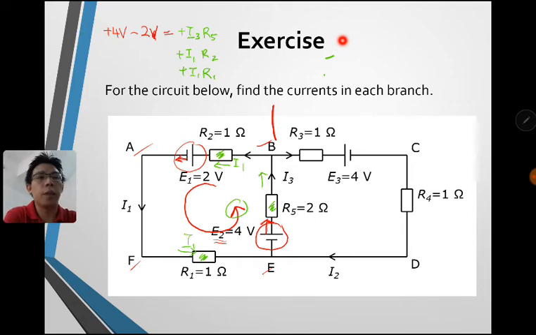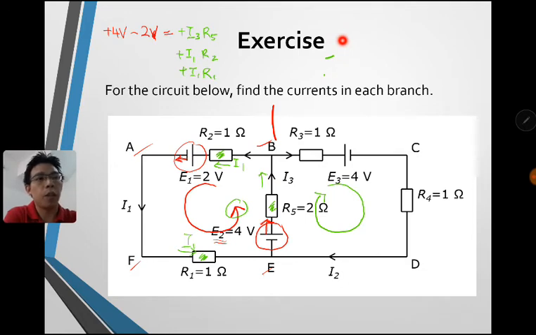Next, we're going to look at the other side of this circuit, which is the BCDEB loop. The direction that I'm going to choose is like this. It'll be easier because if you look at the currents I2 and I3, my direction actually follows these currents, so we don't have so many negative signs later.